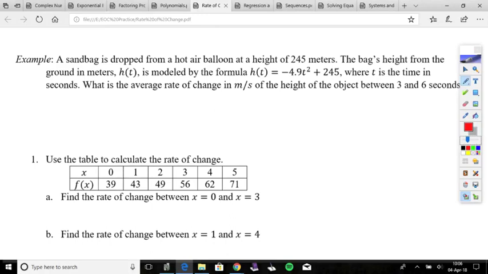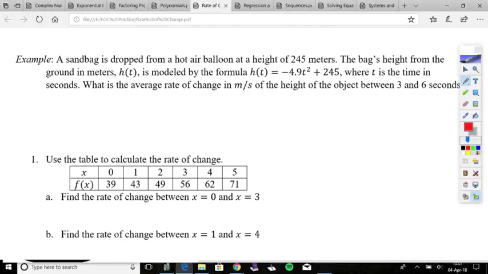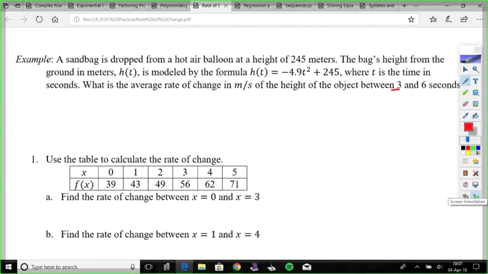And here's what you need to do. It's already telling you basically the same thing the first example was telling you, what the x values are. It's saying between 3 and 6, or I guess t values in this case. But t is 3 and t is 6. All we need are the y values that go with it. So what we can do is plug these values into the function and find out what the y values are before we use the rate of change formula, the slope formula.